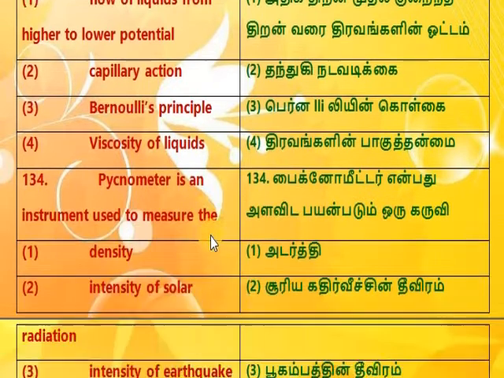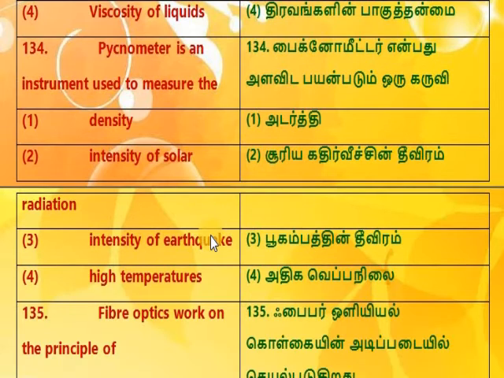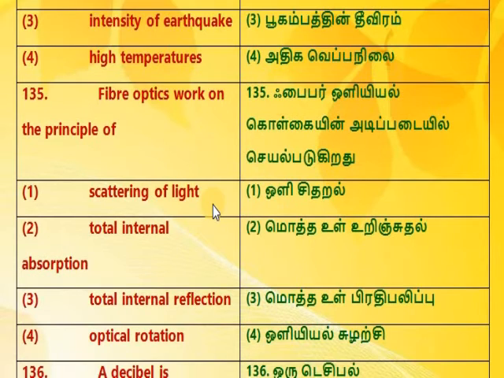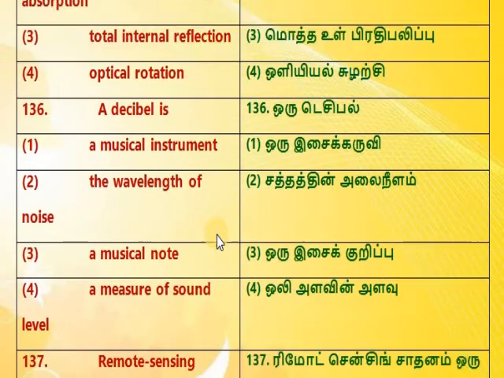4. Viscosity of liquids. 134. Pycnometer is an instrument used to measure the: 1. Density, 2. Intensity of solar radiation, 3. Intensity of earthquake, 4. High temperatures. 135. Fiber optics work on the principle of: 1. Scattering of light, 2. Total internal absorption, 3. Total internal reflection, 4. Optical rotation.